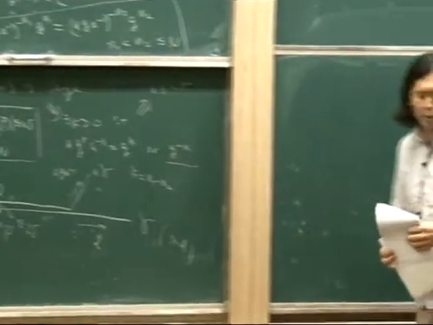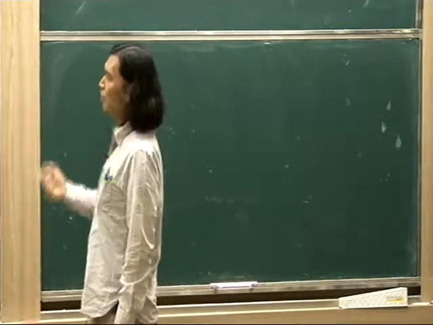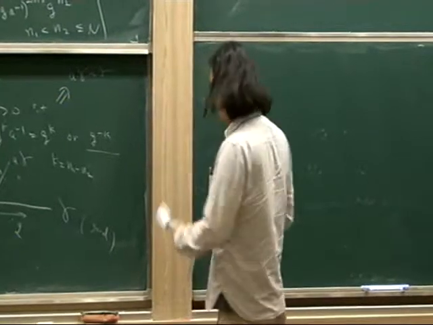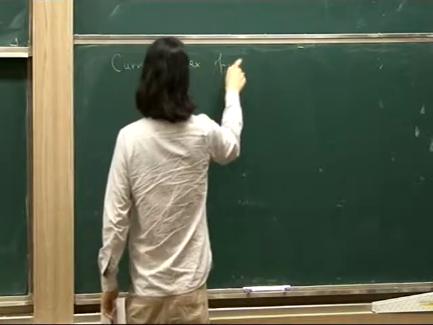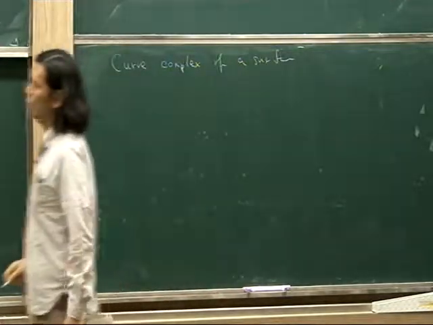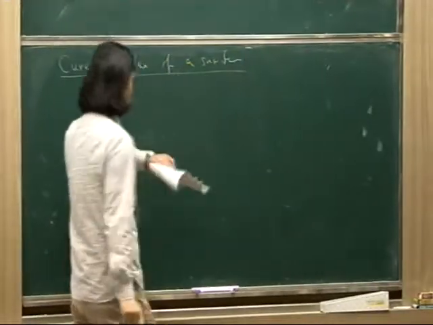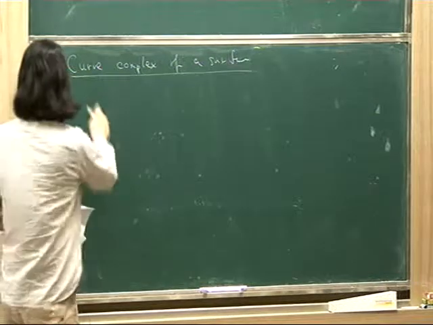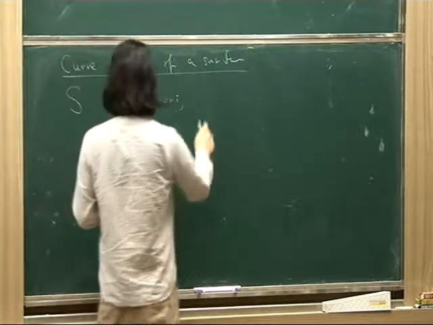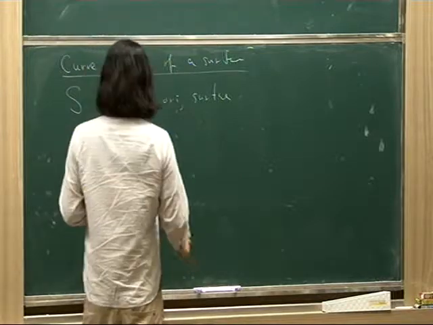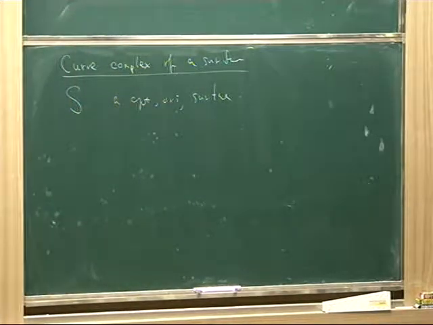I think a very easy example. Let me explain the example. We notice this property. So maybe it's a good time for me to explain what the curve complex is for a surface. So S is a compact, orientable, connected surface, possibly with boundary, but compact, so there are finitely many boundary components.